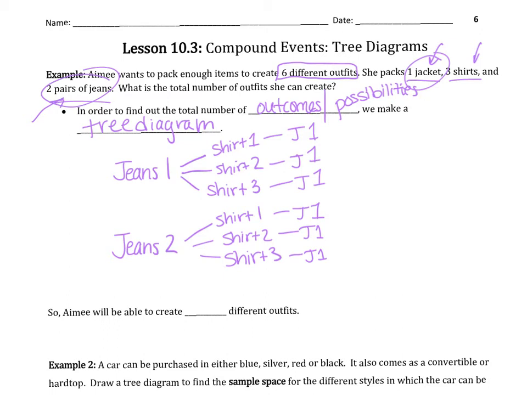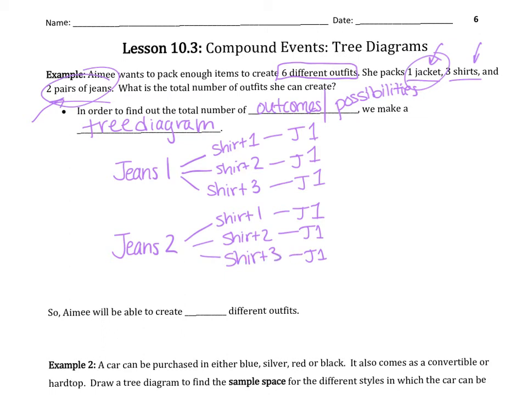Okay. So again, these are all of her possibilities for outfits. She only has one jacket, so that's why all of these are just J1. Whereas she has 3 shirts, so we have to include them all, and jeans, she has 2 jeans. So again, these are your possibilities for outfits. She could wear jeans 1, shirt 1, jacket 1, jeans 1, shirt 2, jacket 1, jeans 1, shirt 3, jacket 1, and then so on for jeans 2, same thing.